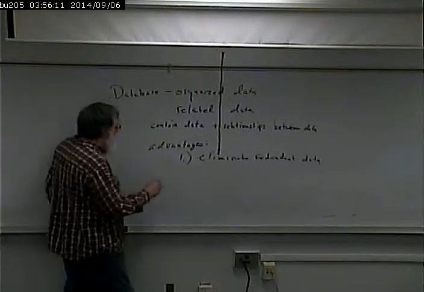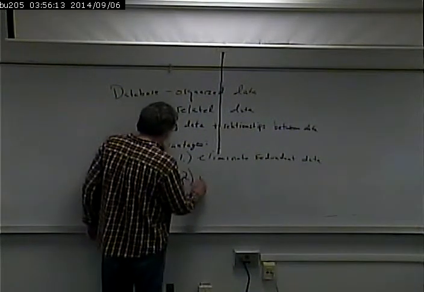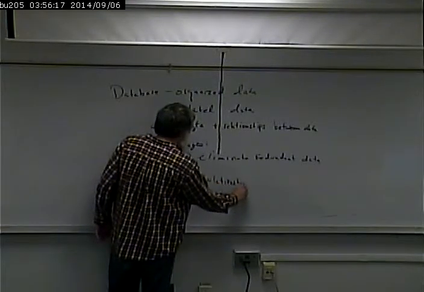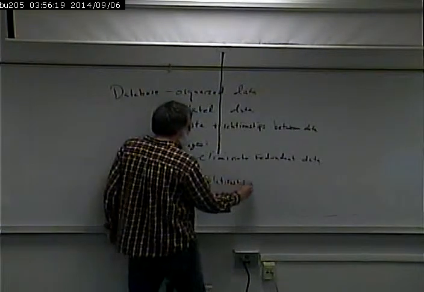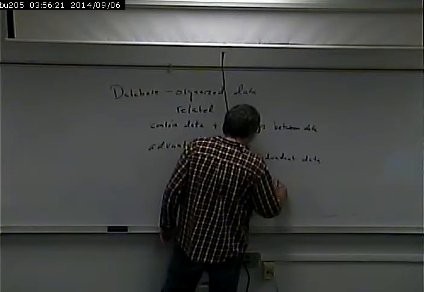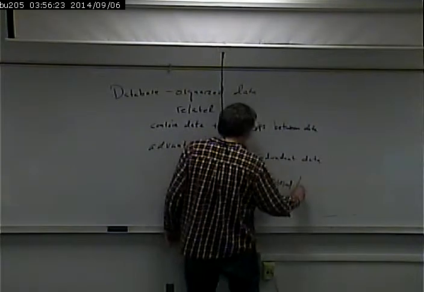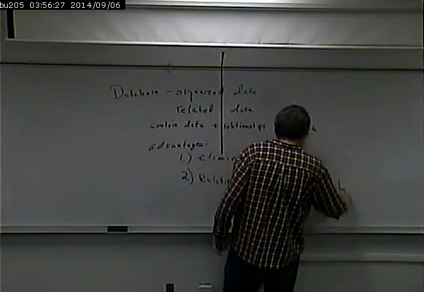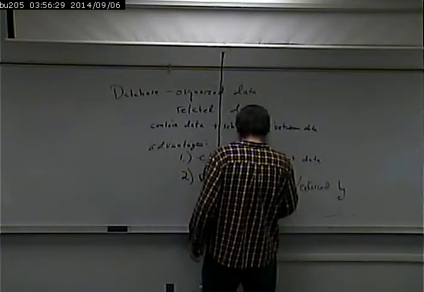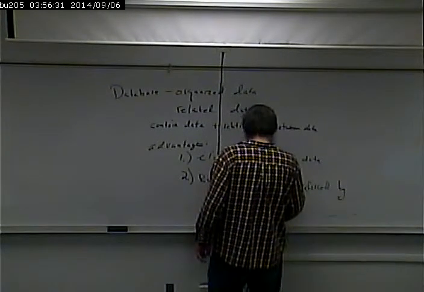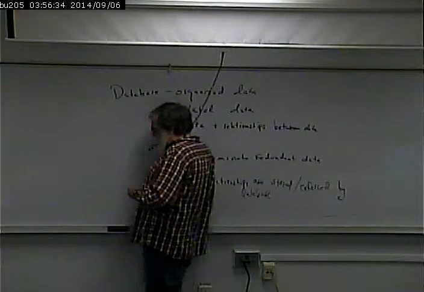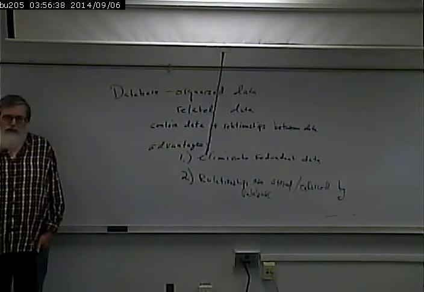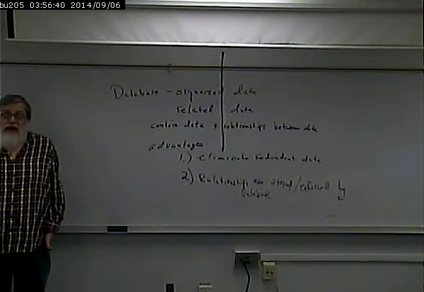And the second big win is that relationships are stored and enforced by the database. So I don't have to worry about making sure that there's an order with a non-existent customer number. The database just won't let that happen.